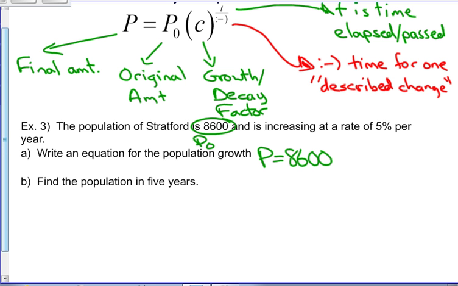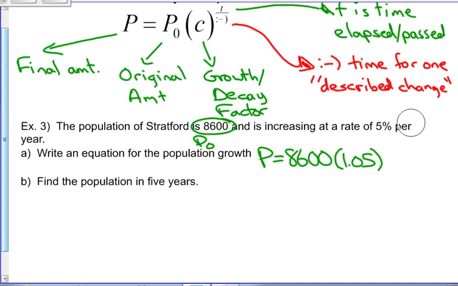Now, it's increasing at 5% per year. That means every year, there's 100% of what the previous population was, and another 5%. That would be 105%, or as a decimal, 1.05. That is your C value. That's what you're multiplying your population by every year. It's getting 1.05 times bigger. If we had just multiplied it by 0.05, the population would be getting smaller, and that wouldn't make sense. So it's 100% of what you had plus another 5%, meaning 1.05.